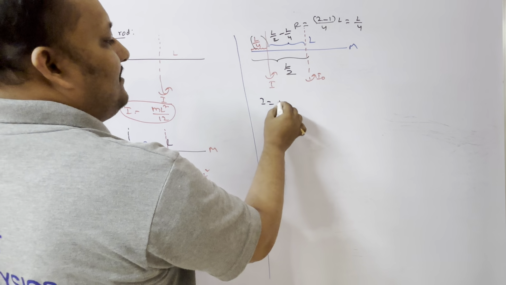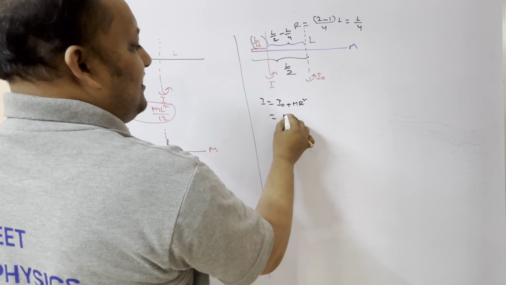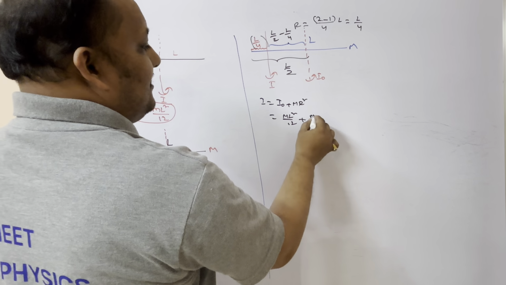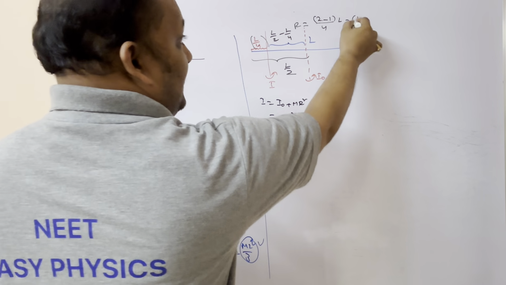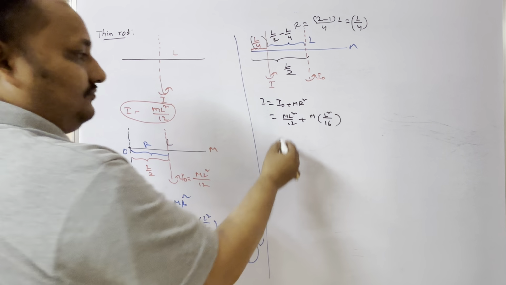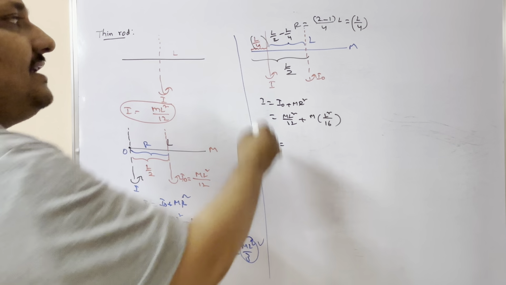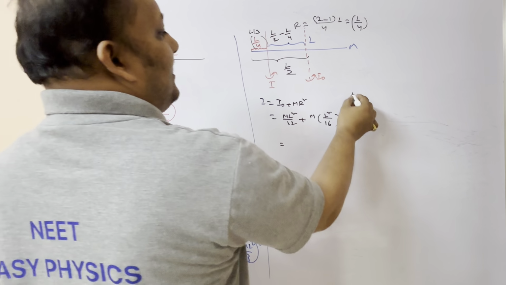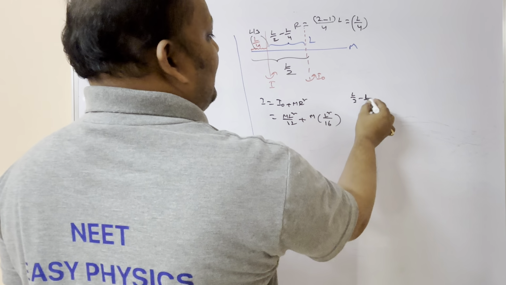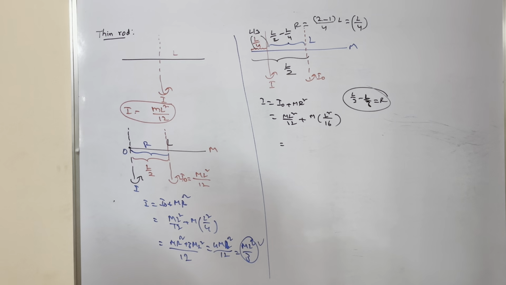Again, we will do I is equal to I naught plus M R square. What is I naught here? M L square by 12 plus M L square by 16. So again, you have to calculate this, then you will be getting the answer. Here they may give L by 3. At that time, you have to take L by 2 minus L by 3; that is going to be R. Like that, you can calculate. This is about the thin rod.